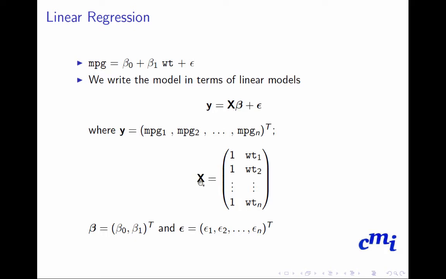The design matrix, or the feature matrix, will have as its first column 1, 1, 1, 1. The second column will be the weight of the first sample, weight of the second sample, weight of the nth sample. So this gives me the design matrix or the feature matrix. Beta will be beta naught and beta 1, and residuals will be epsilon 1, epsilon 2, epsilon n.